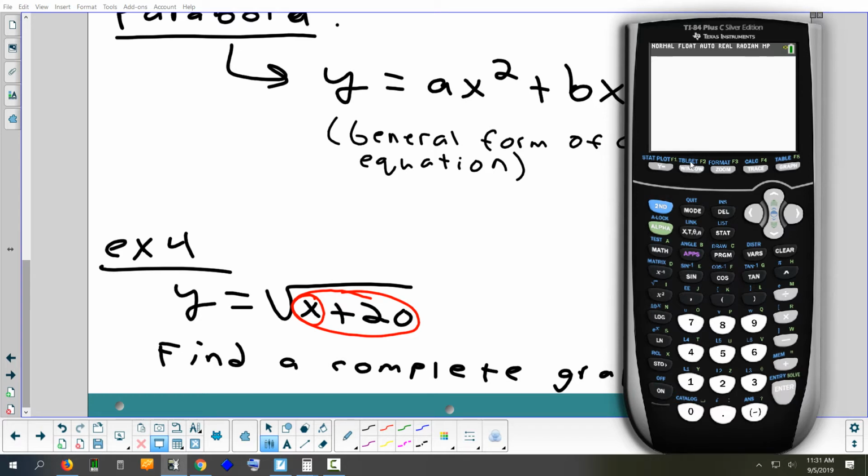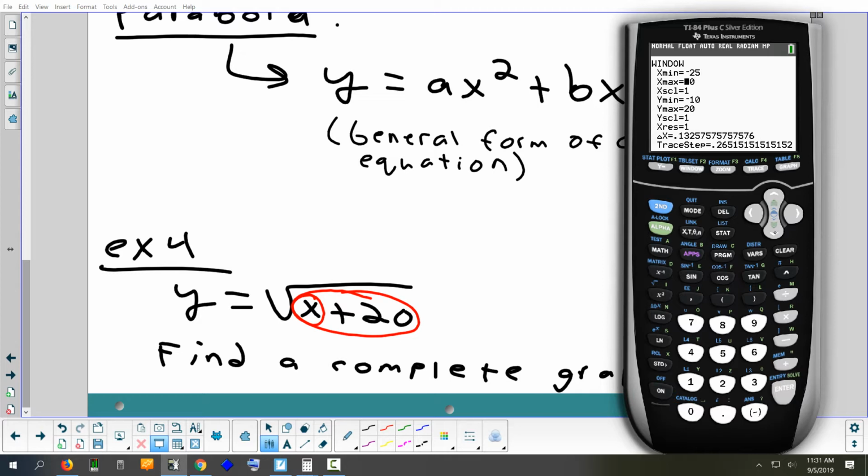So for x min, let's get rid of that. Negative 20 is the lowest you can go. So I might want to go negative 25 just so my graph isn't right on the edge of the screen. I always go a little extra, okay? That way you've got a little bit extra space.